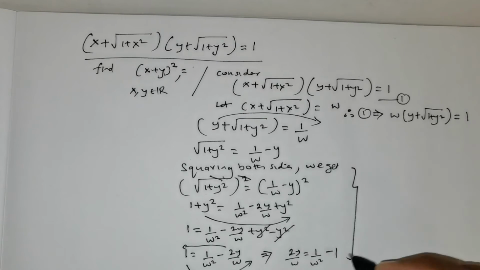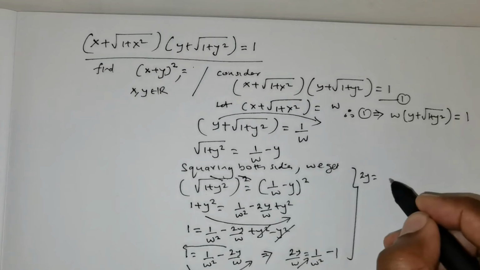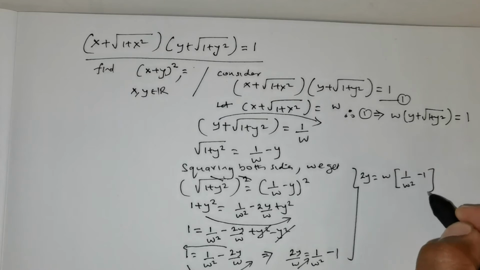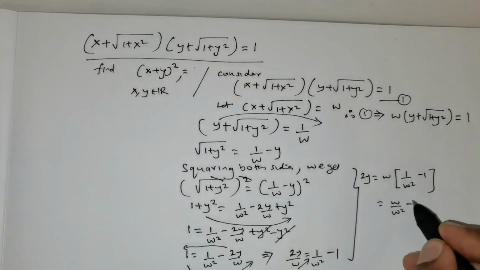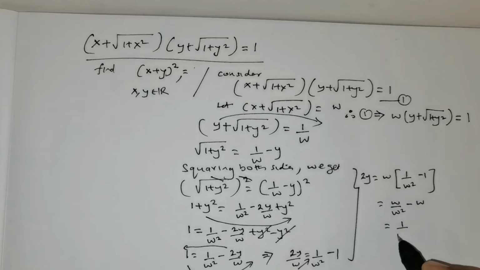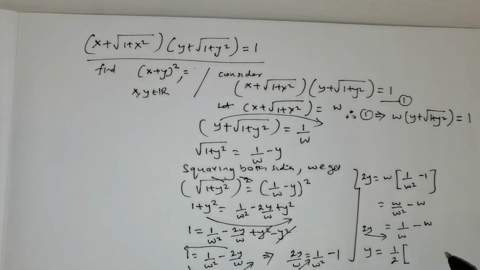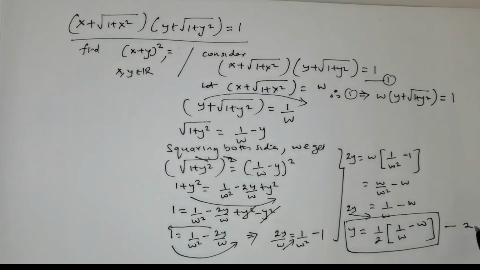Now let me use this side. Move this w to the right. That would give me 2y equal to w times (1/w² − 1). Take the w inside, that would give you w/w² − w, which can be rewritten as 1/w − w, which is equal to 2 times y. Move the 2 down, you would get y equal to 1/2 of (1/w − w). Now let this be considered as equation 2.